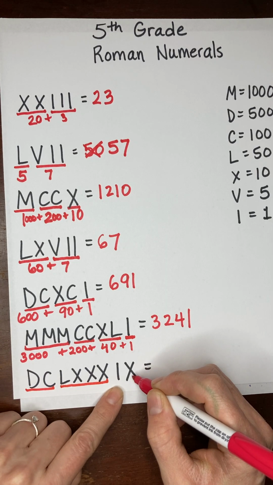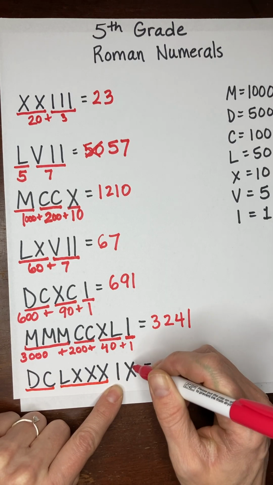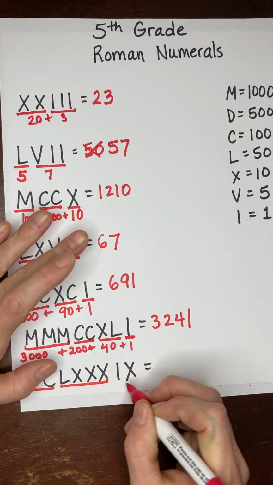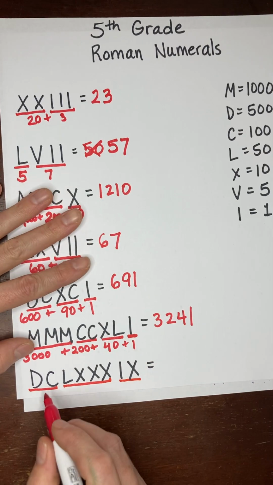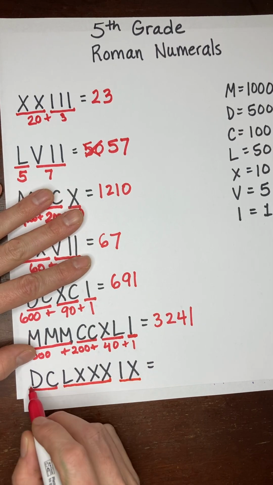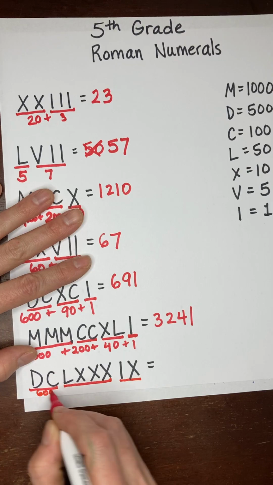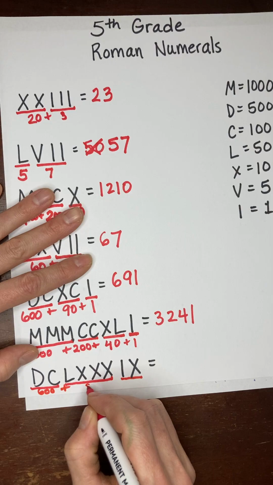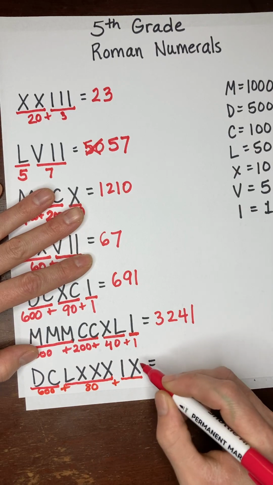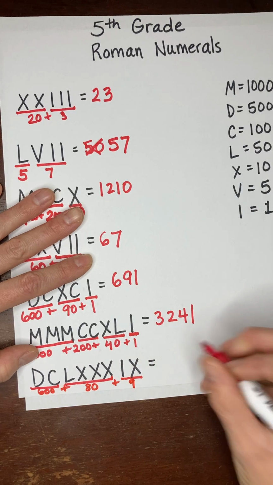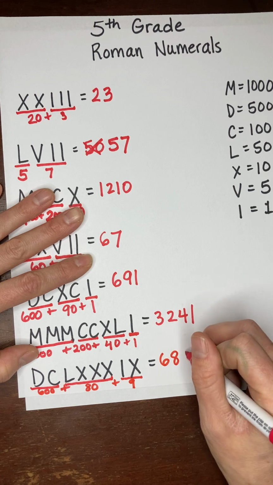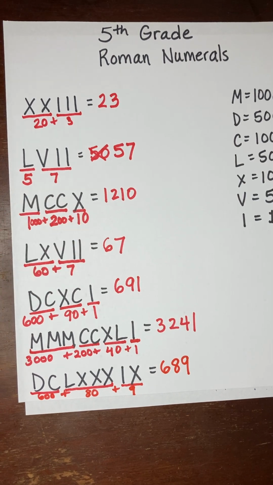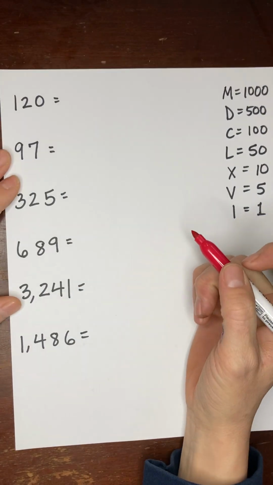Well, X is a 10, but it's out of order with the I, so we're going to do 10 minus 1. That's going to put us into the ones place. Okay, so DC, that's 500 plus 100, so that's 600, plus 50, 60, 70, 80, plus 10 minus 1, which is 9. So 689. Let's go in the other order.